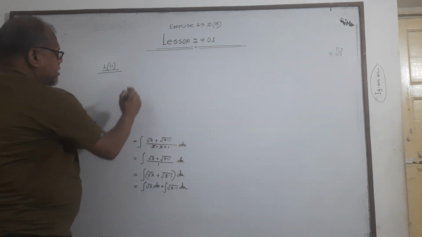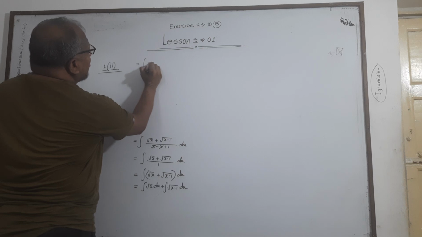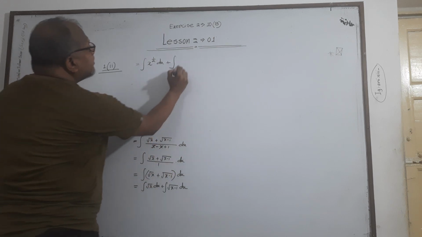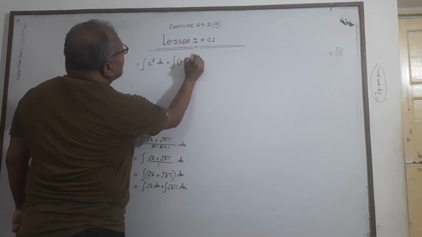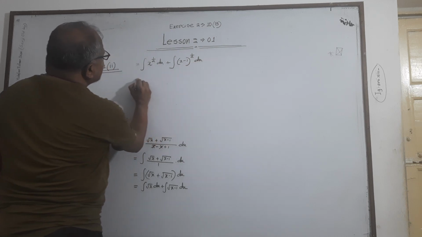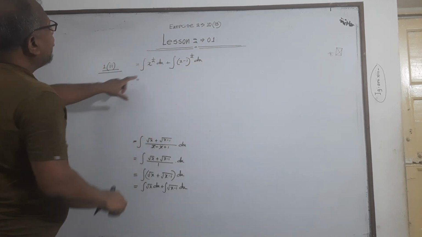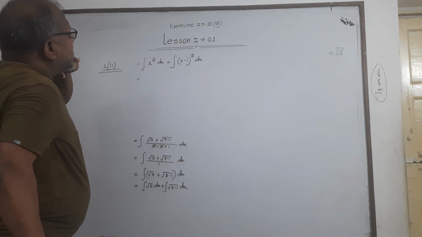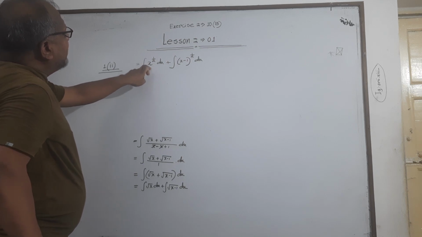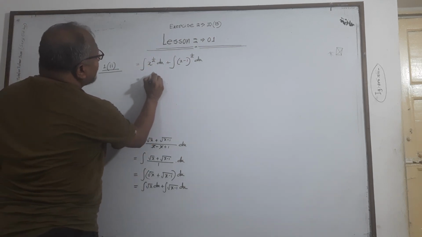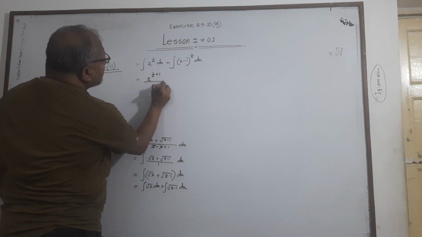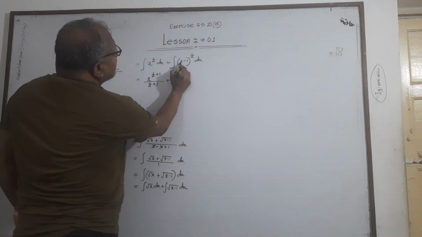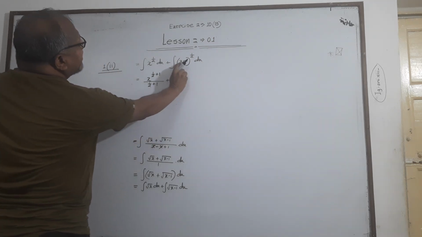I'm going to start from where we left off: equal to integration of x to the power half dx plus integration of (x minus 1) whole to the power half dx. Here there is no coefficient with x, so I can use the main formula of integration directly, like x to the power n plus 1 divided by n plus 1. Plus, same thing here, there is no coefficient of x, that means the coefficient of x is 1.